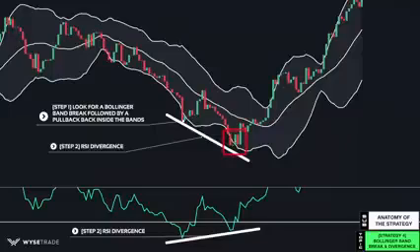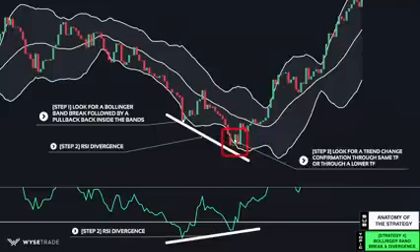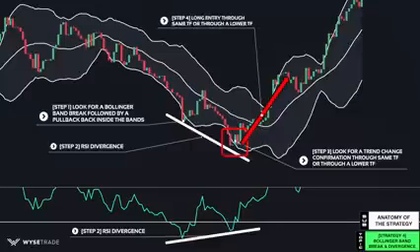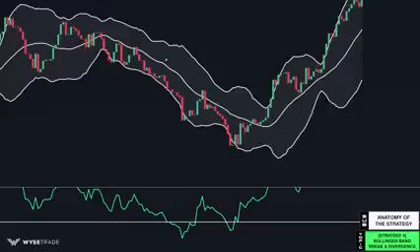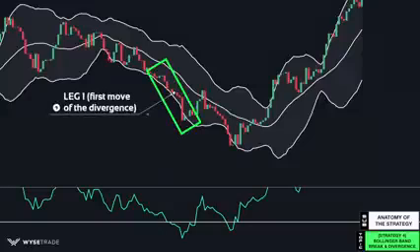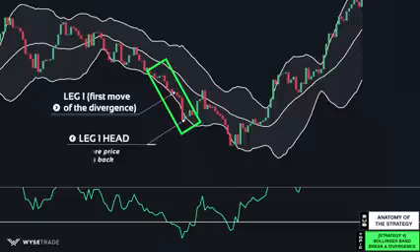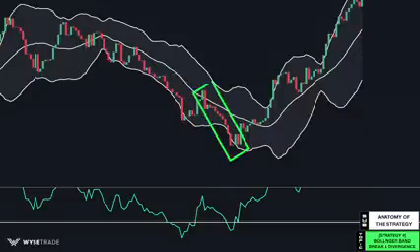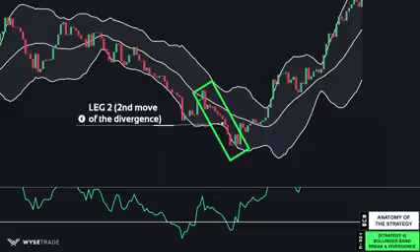Then, step 3. You always need to wait for a trend change confirmation on the same time frame or through a lower intraday time frame. Then step 4. After you had the trend change confirmation, you would look for reversal long trade entries through the same time frame or through a lower intraday time frame. Also, a quick note. This move here is what we call leg 1. The end of the leg 1 here, before price pulls back, is what we call the leg 1 head. This second movement here that forms the divergence is what we call leg 2. The end of the leg 2 here is what we call the leg 2 head.